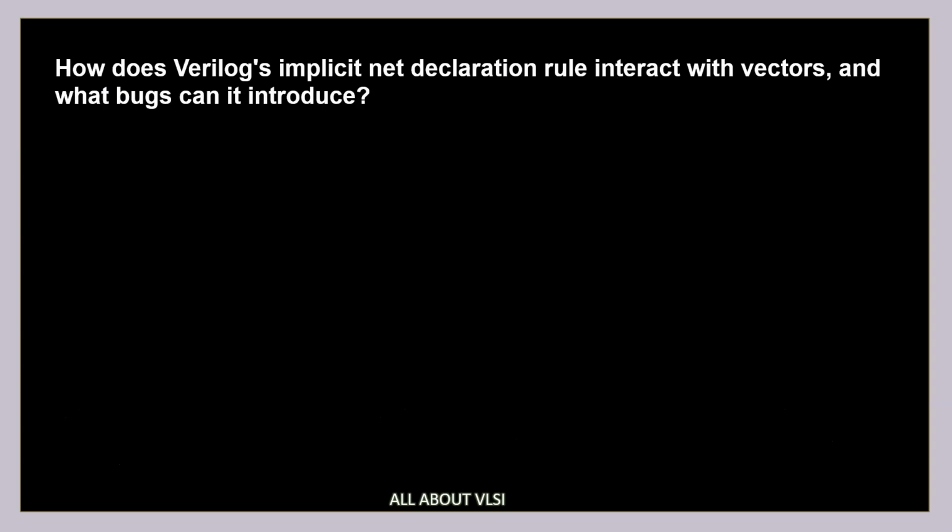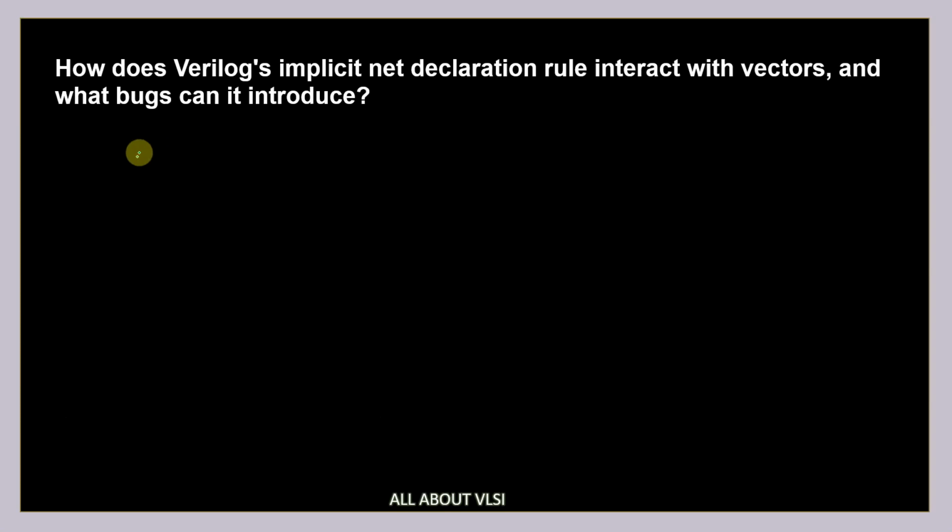How does Verilog's implicit net declaration rule interact with vectors, and what bugs can it introduce? You can think of this answer, pause the video, and resume for cross verification. Yes, I hope you have answered this particular question.